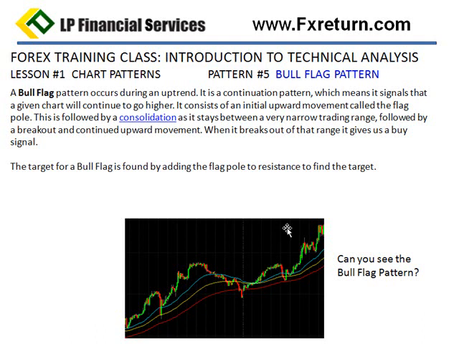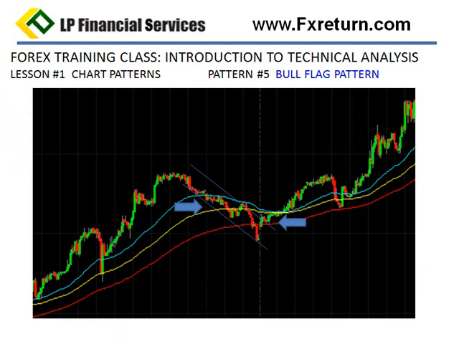Can you see the bull flag pattern? As we take a closer look at pattern number 5, the bull flag pattern, we see an initial rise that took the market higher as the buyers were in control. After a consolidation period, the market works its way down, staying within very narrow ranges. After the breakout, it gives traders a buy signal.